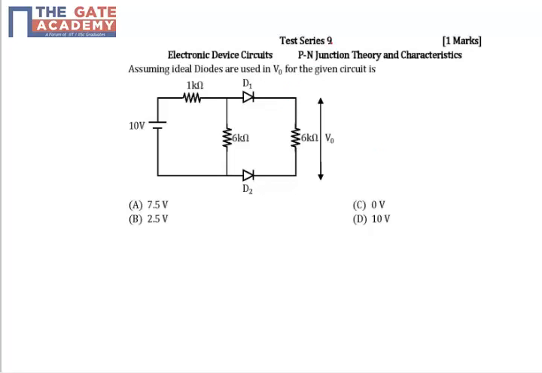Hello friend, this question is on test series number 9. Subject name is electronic devices and circuits. PN junction theory and characteristics. It's a 1 mark problem.